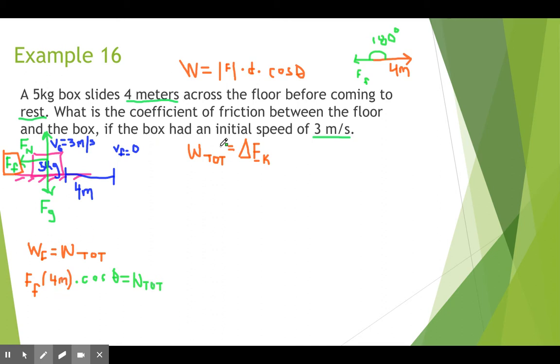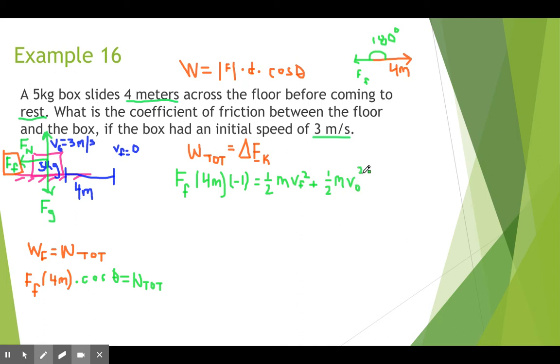So I'm going to plug that right into my equation. In this case, the work done by friction is the total work. The work done by friction is the force of friction times 4 meters times the cosine of 180. Cosine of 180, we get negative 1. And that will be equal to the change in kinetic energy. The change in kinetic energy, we have 1/2 m times v final squared minus 1/2 times m times v initial squared.